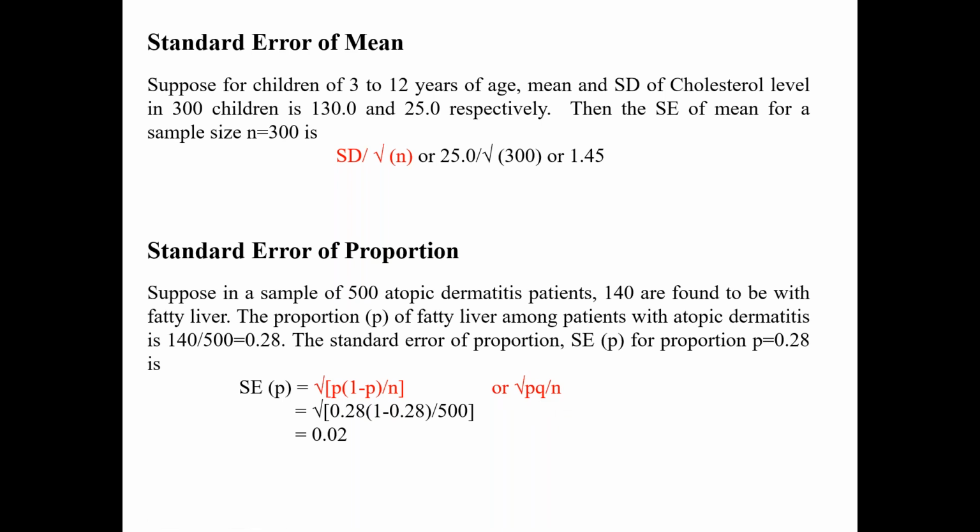If I'm expressing in terms of unit 1, then it will be in decimals. If I'm expressing in 100, then here it is 28, and Q is 100 minus 28. So the value ultimately comes out to be the square root of 0.28 times (1 minus 0.28) divided by N, that is 0.02. Or if you multiply by 100, it becomes 2%.